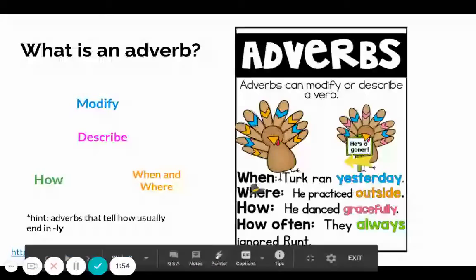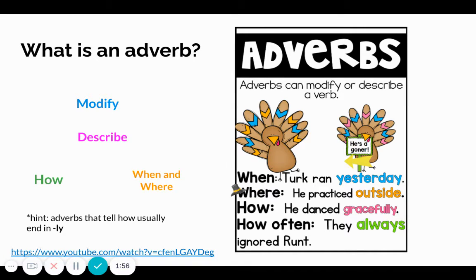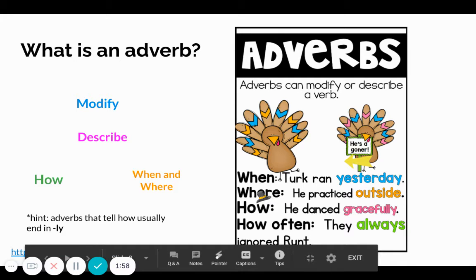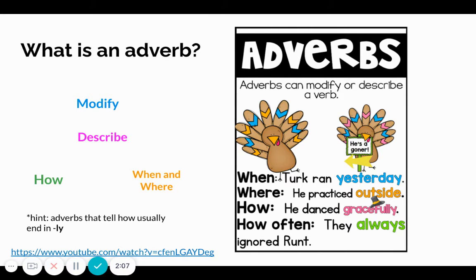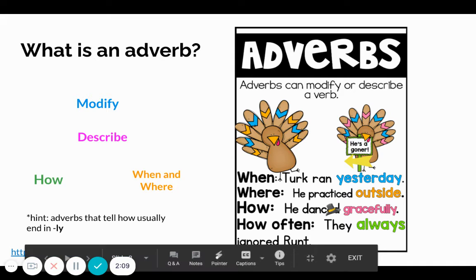It tells us when. The next sentence uses a where adverb. Okay, the sentence reads, he practiced outside. The verb is practiced, something he did. Where did he practice? He practiced outside. And we know this is the adverb. It gives us a hint, and it is in orange.